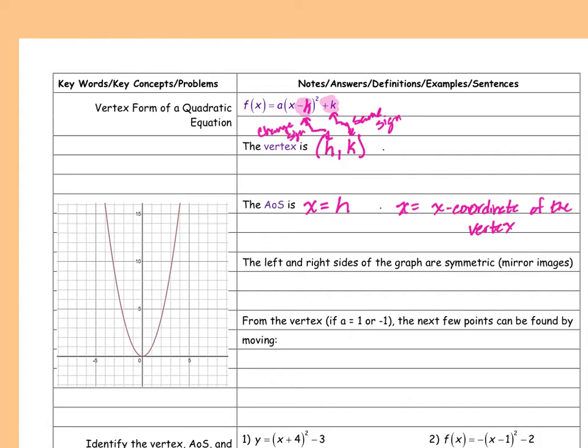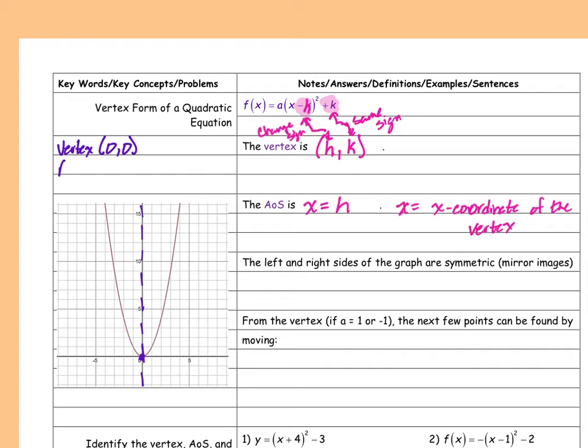So if I have my vertex, which happens to be 0, 0, can everyone see that? It's right here. It's the lowest point at 0, 0. When we draw our axis of symmetry, it's always a dotted line. We're not going to do a lot of graphing, but if you have to draw it in, draw it as a dotted line, because a solid line means that it's part of the graph.